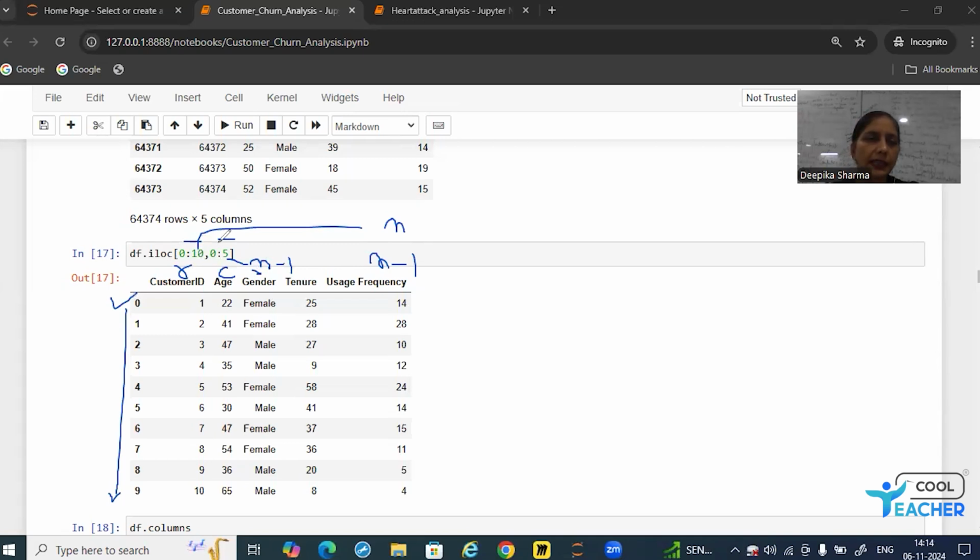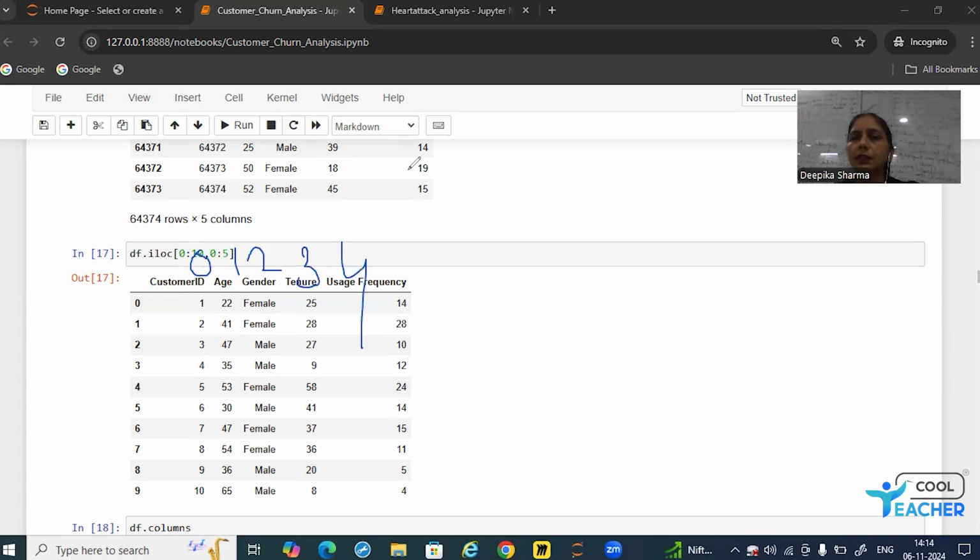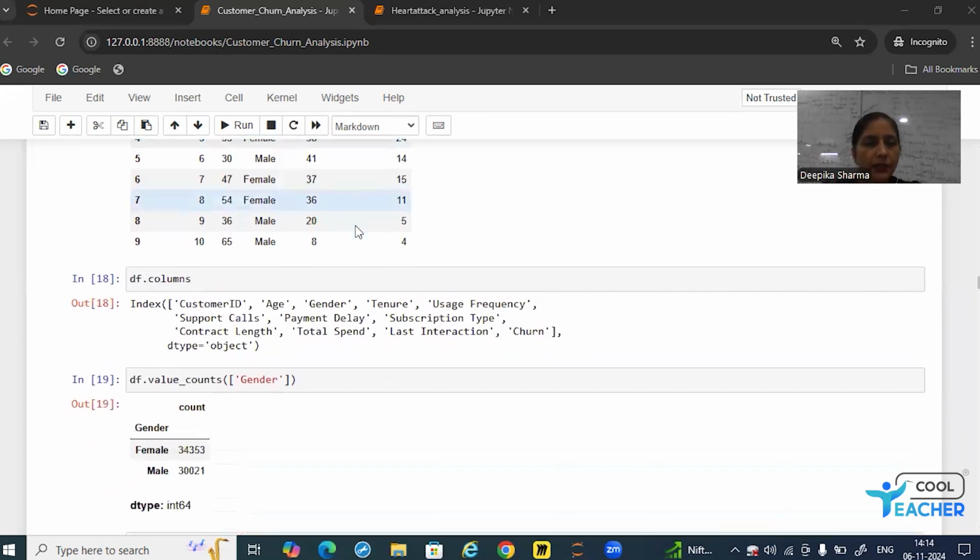So we can say, start taking the data from 0, 1, 2, 3, 4. These data we can take. That's why we are getting 0 to 9 rows as well as 0 to 4 columns. If I start drawing the indexes, 0, 1, 2, 3, 4, this much data we can fetch here. Again, I'm checking out the column names here.